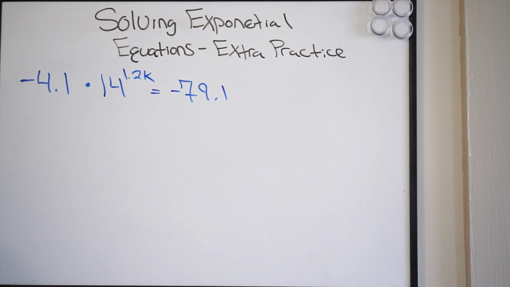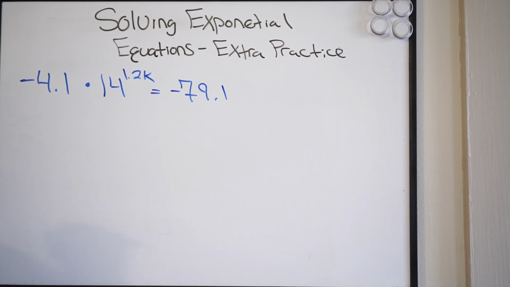So notice that I have an exponential that I'm trying to solve for. My variable is where the exponent is. So the first thing you want to do here is isolate the exponential. In order to do that, I want to isolate this guy right here. I'm going to divide both sides by negative 4.1. So I'm going to do negative 79.1 divided by negative 4.1, and I get an answer of 19.29.